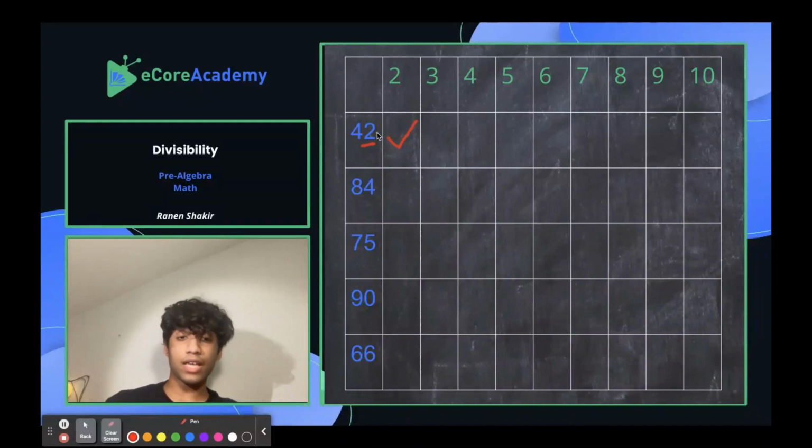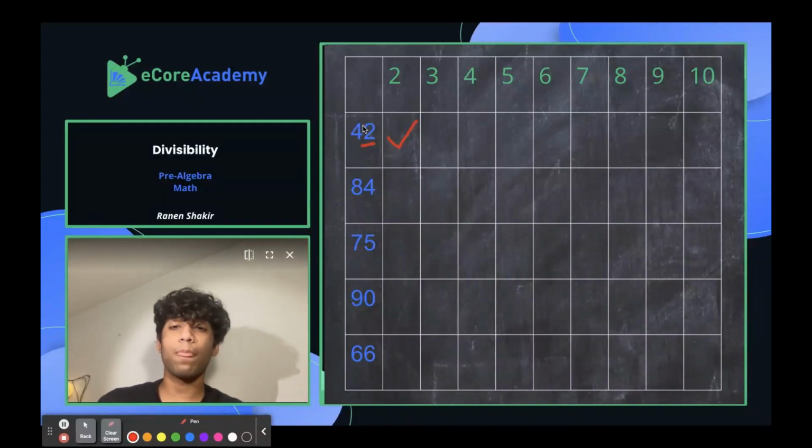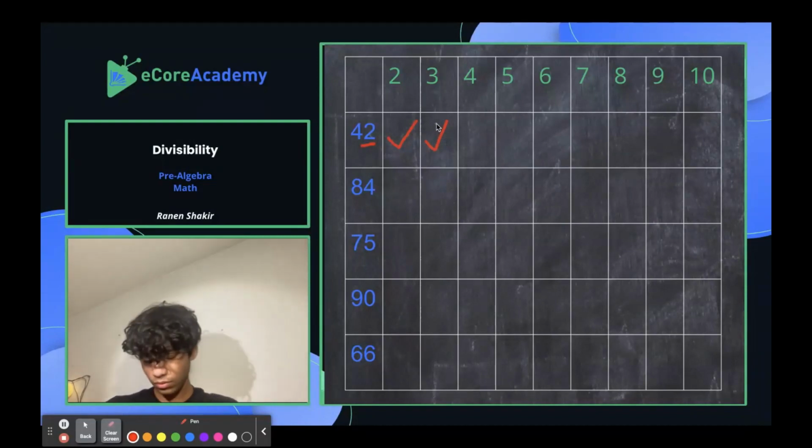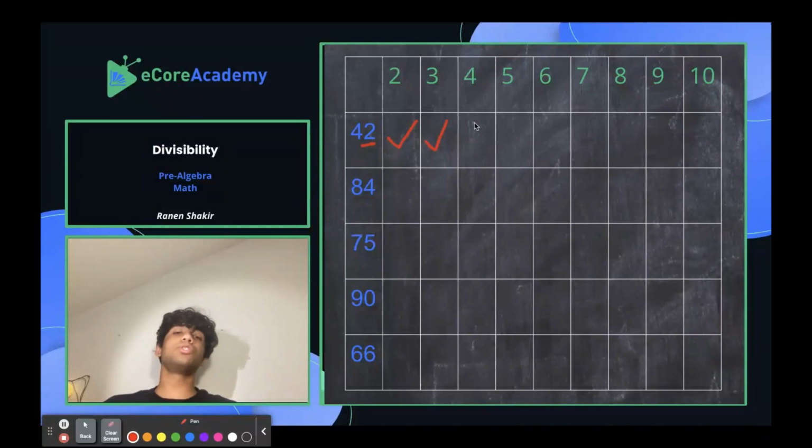All right, next let's try 3. If we add the digits of the number, it'd be 4 plus 2, which is 6. 6 is divisible by 3. This number is also divisible by 3. Now, if we try 4, if we use our rule for 4, this number is not going to work because 42 is not divisible by 4. If we use 5, it doesn't end in a 5 or a 0. Automatically no, doesn't work.